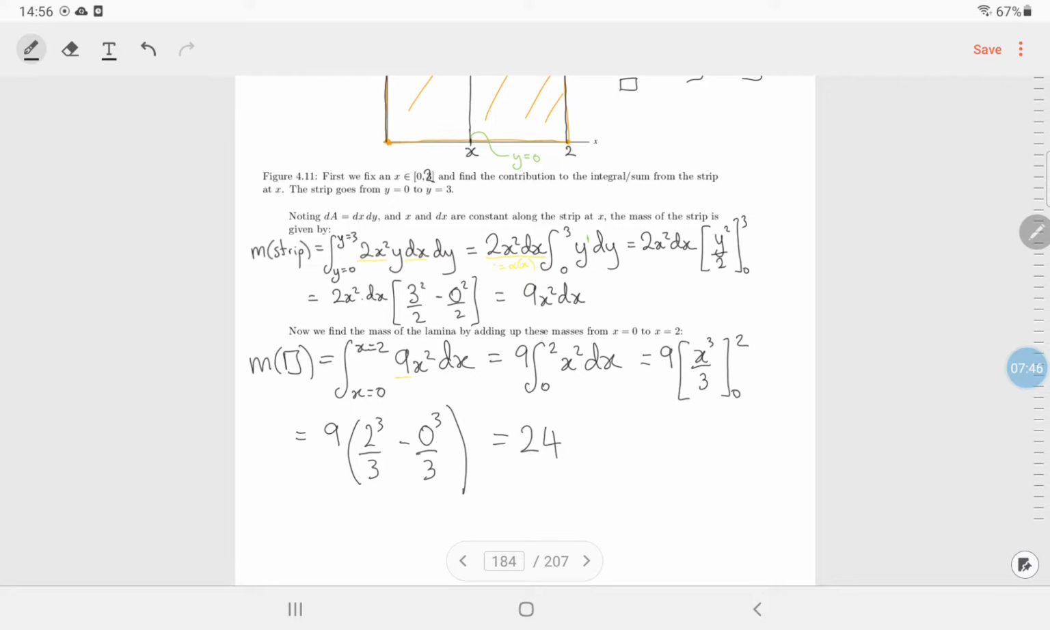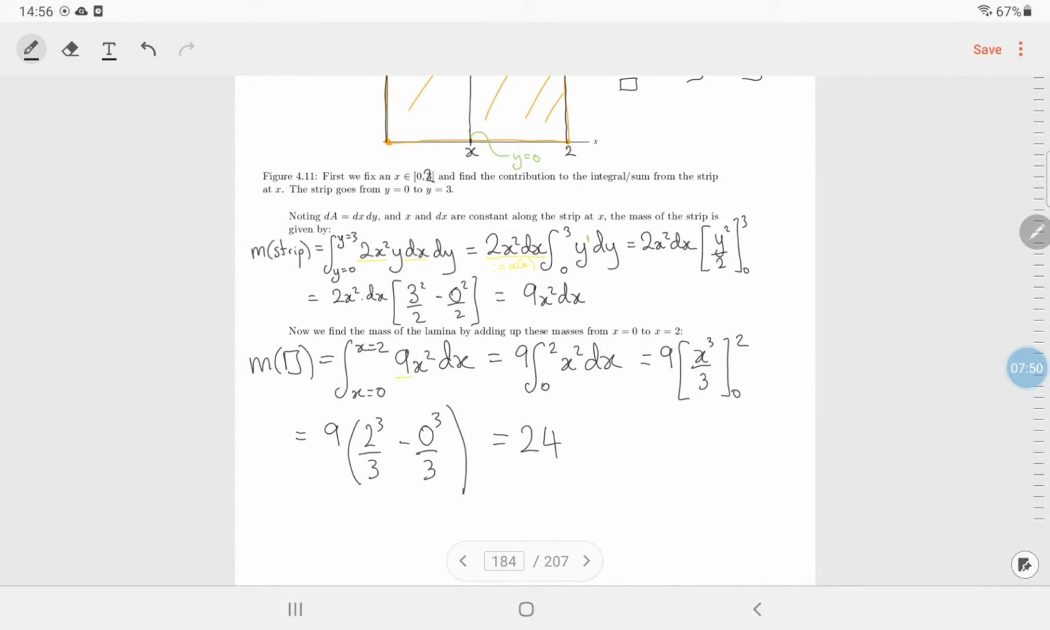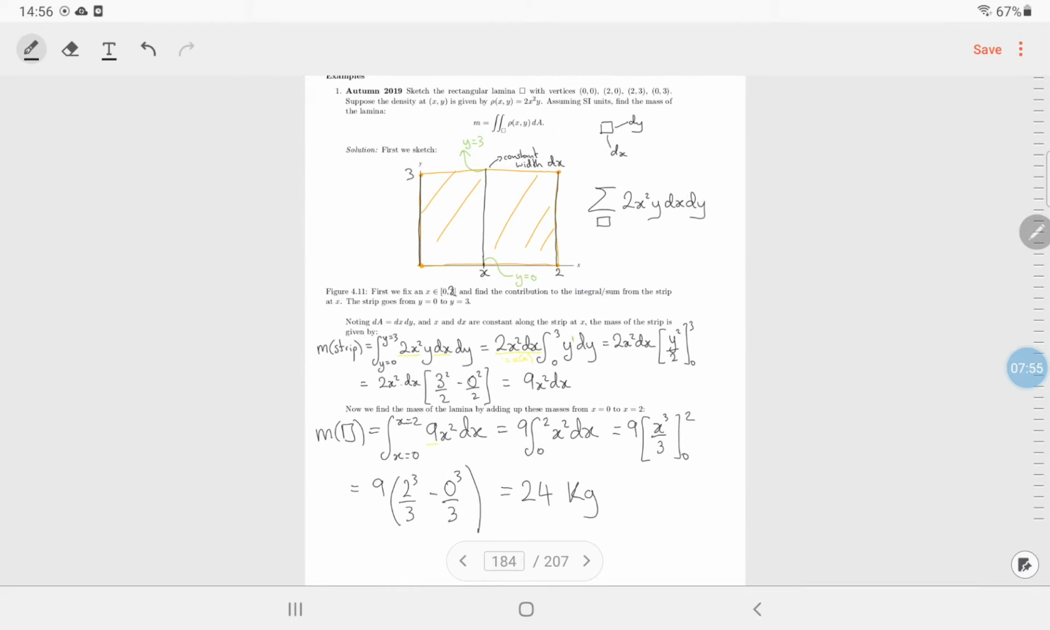Now we should be looking for units, assuming SI units. The SI unit of mass is kilograms. So there you go. Not too bad so far. You're just adding up over a two-dimensional shape. First find the mass of a strip, and then add up the masses of all the strips. There's infinitely many of them, and because they're infinitely thin, the mass of each is infinitely small, so you're getting an integral. Hopefully you get used to this idea.